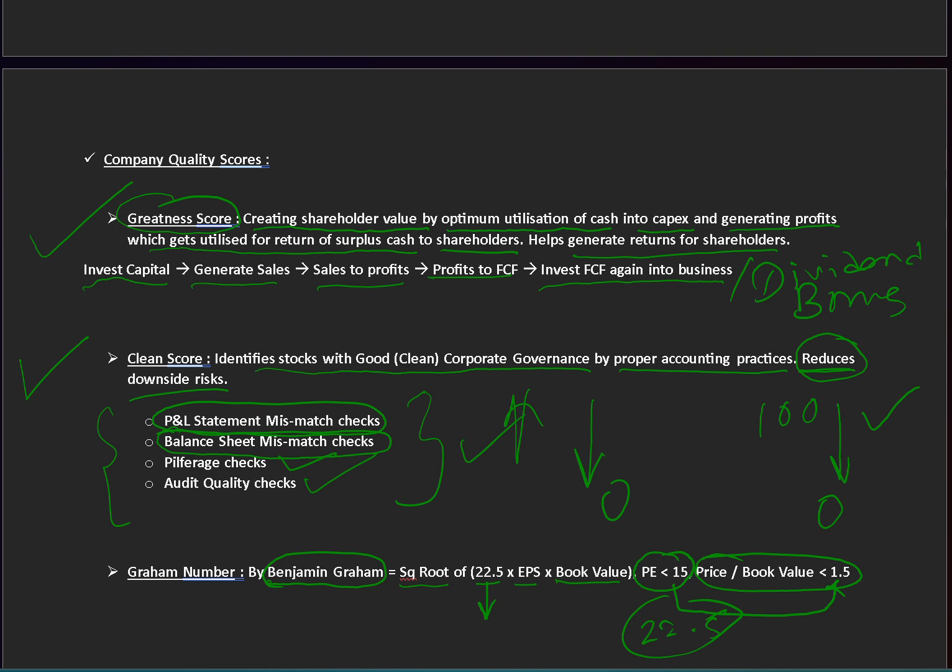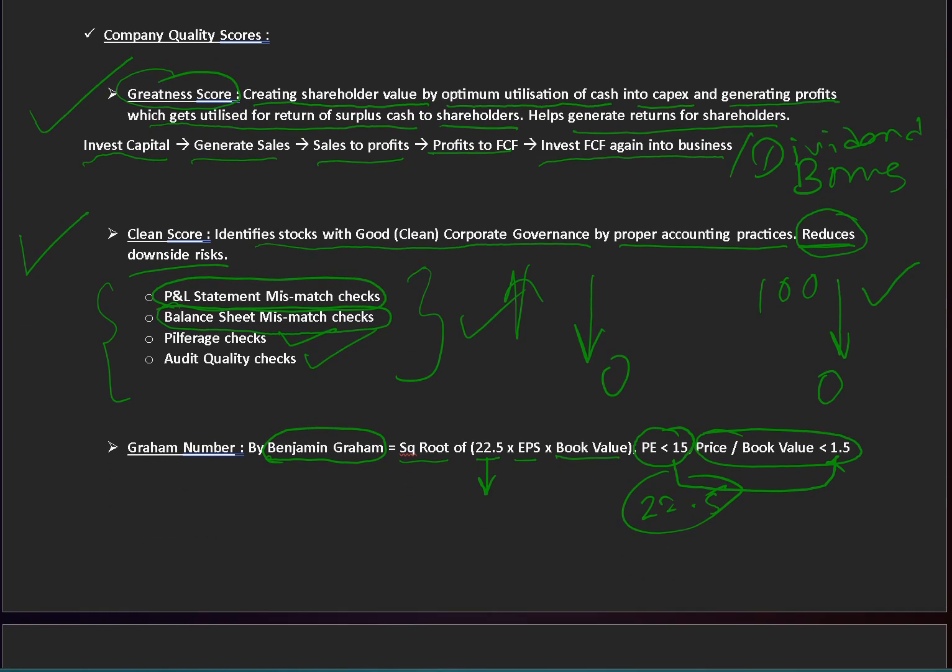So what the Graham number tells us is, if the stock price is say 100 and the Graham number is 95 or 98, the stock is very close to the Graham number and you can buy this stock. But if the stock price is 100 and the Graham number is just 50, that means you are paying a very high price, and it is basically an overpriced stock. Okay, this is the Graham number's significance.